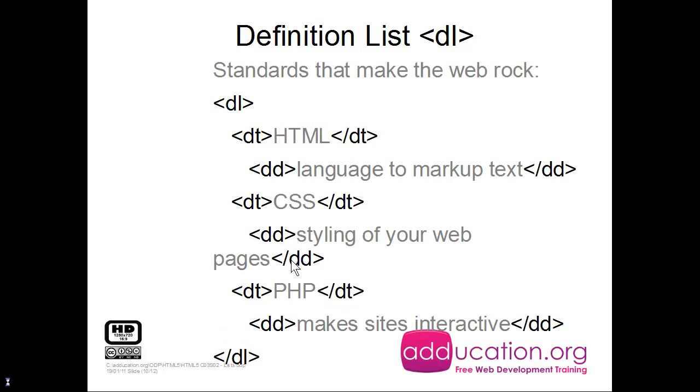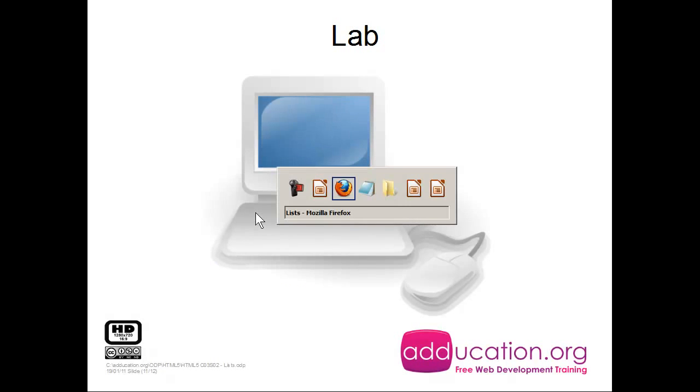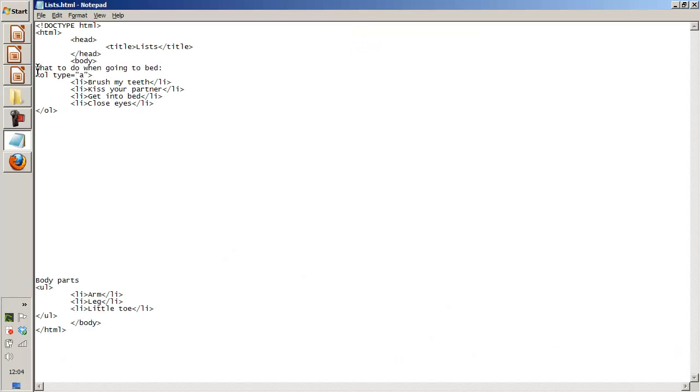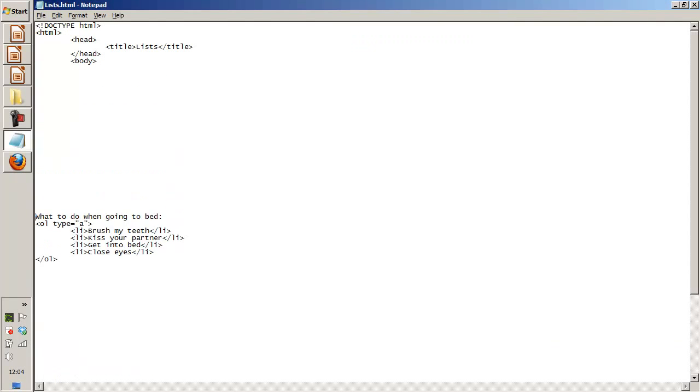For instance, standards that make the web rock. Definition list, the term is HTML, and here's the definition of HTML. Definition term and the definition there. Definition term and the definition. Going to see how that works. And then let's make it differently.